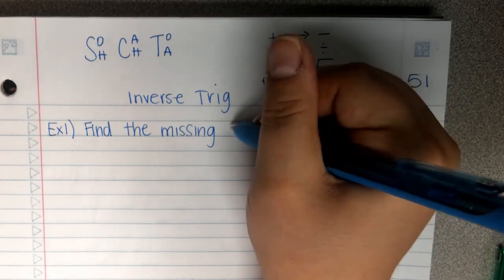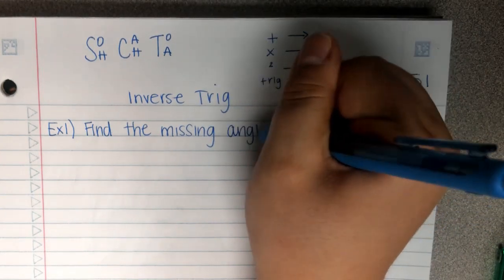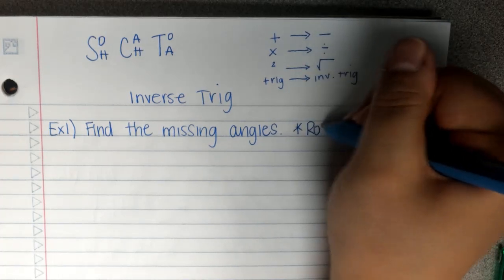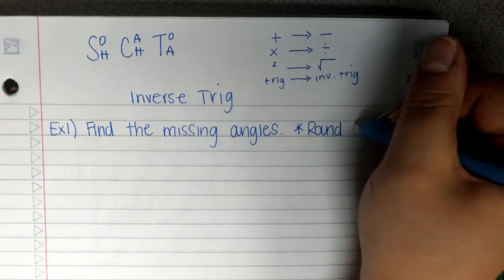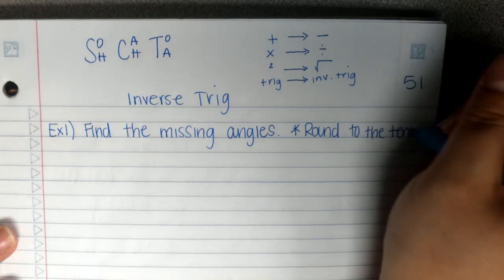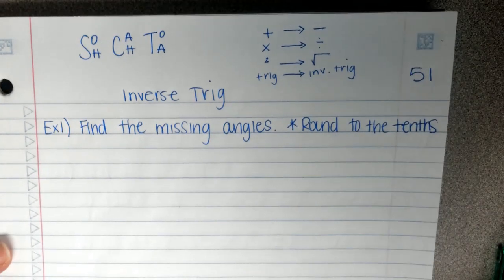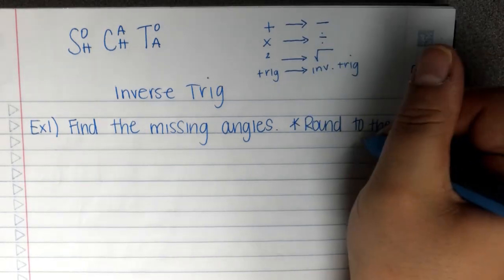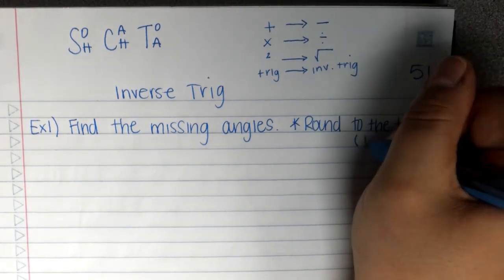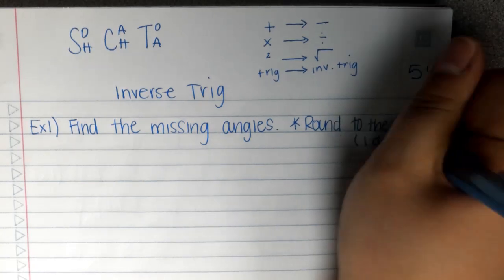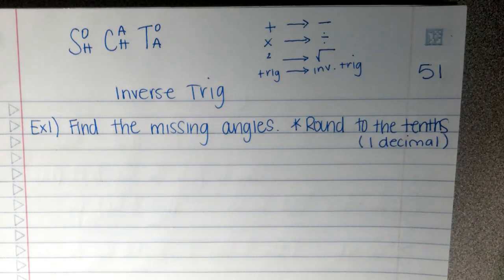And by the way, whenever you are finding an angle, you are always going to round to the tenths place. How many decimals is that? 1 decimal place, please.